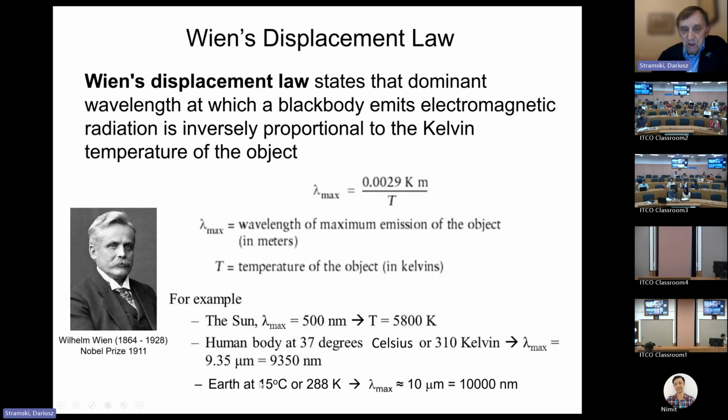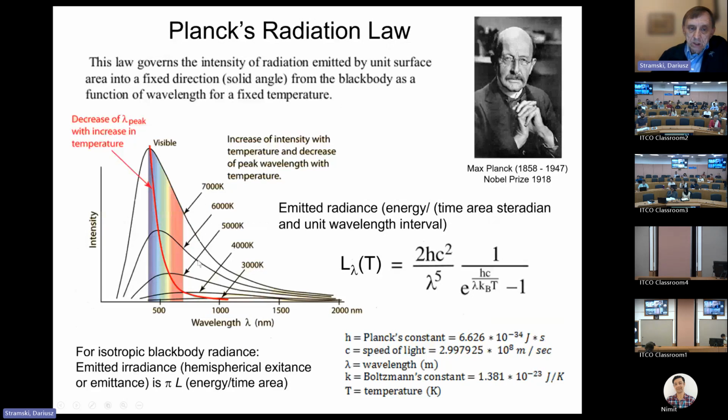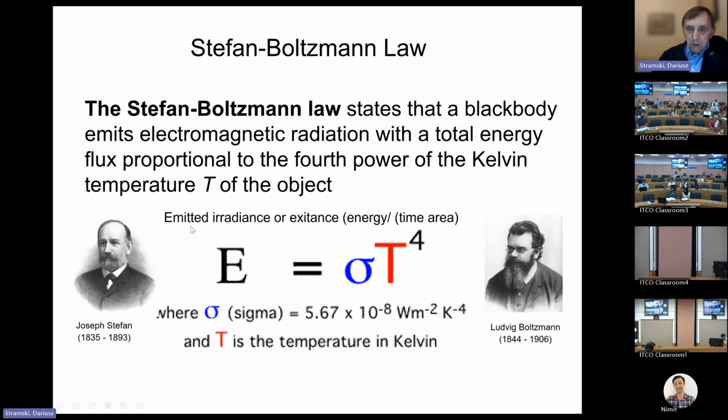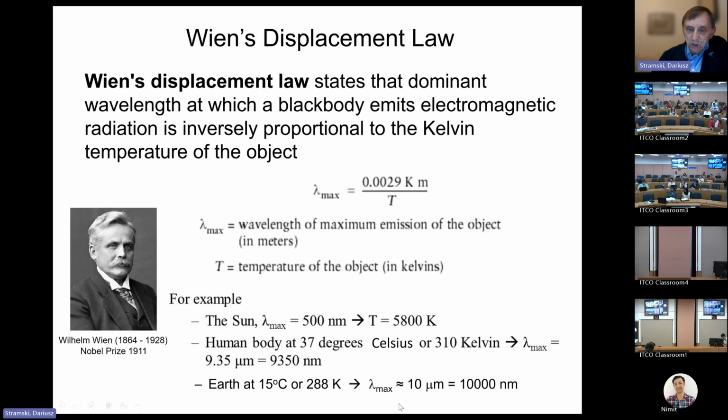Earth's surface at 15 degrees centigrade, which is about 288 Kelvin, has a maximum emission at about 10 microns. So you can see this dramatic difference. And then, of course, according to what we saw here, the total amount of energy will be very different. Not only is this lambda maximum shifting dramatically, but the amount of energy emitted by hot bodies such as the sun versus the surface of the Earth will be dramatically different.